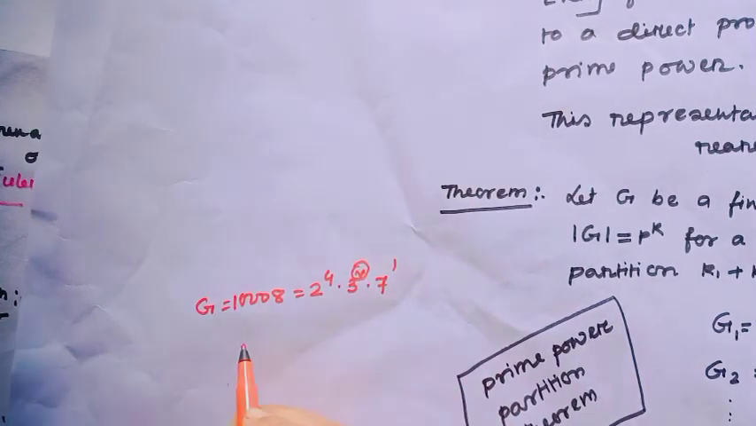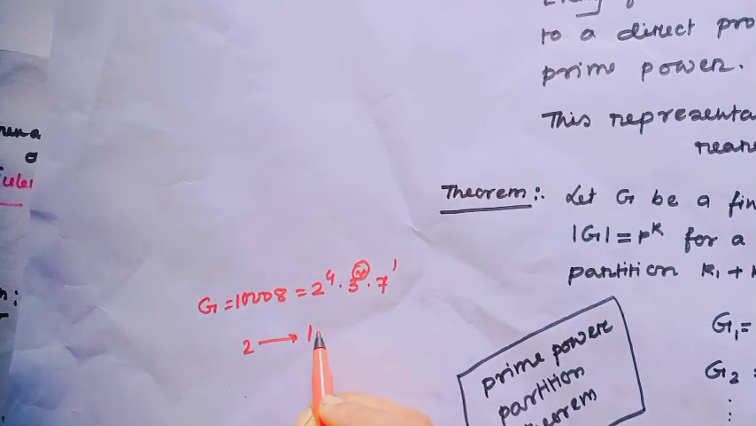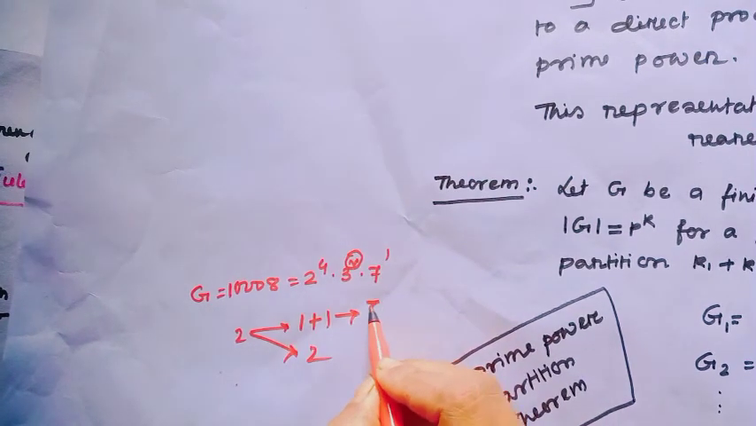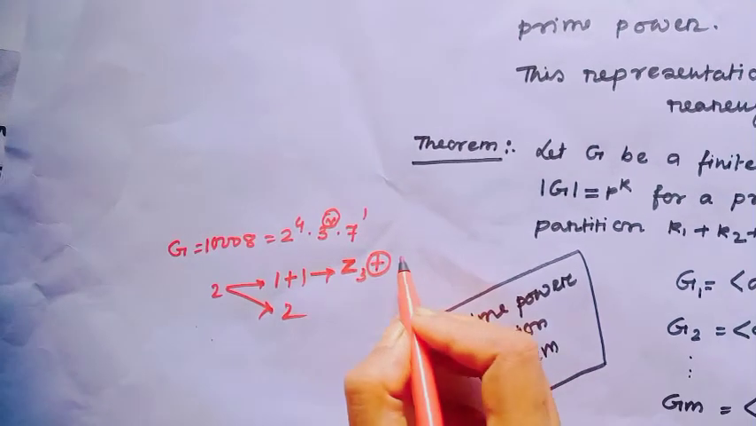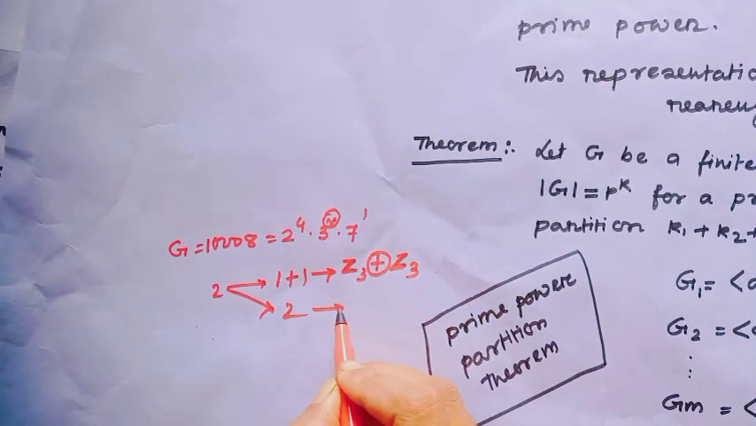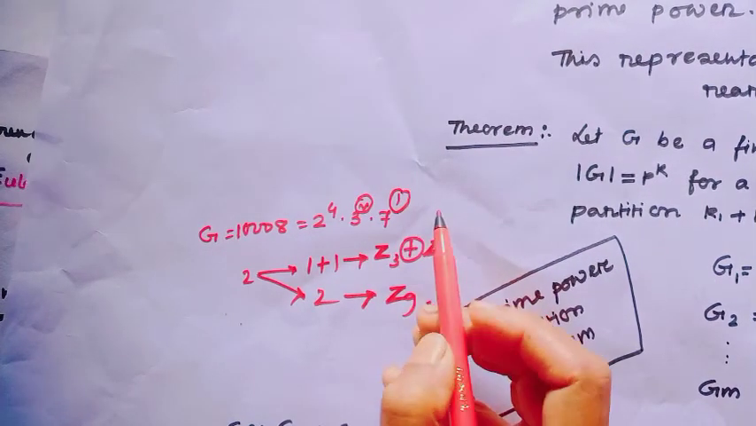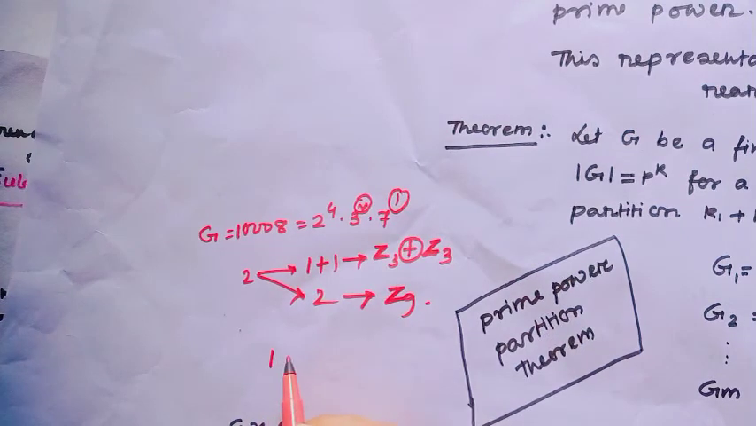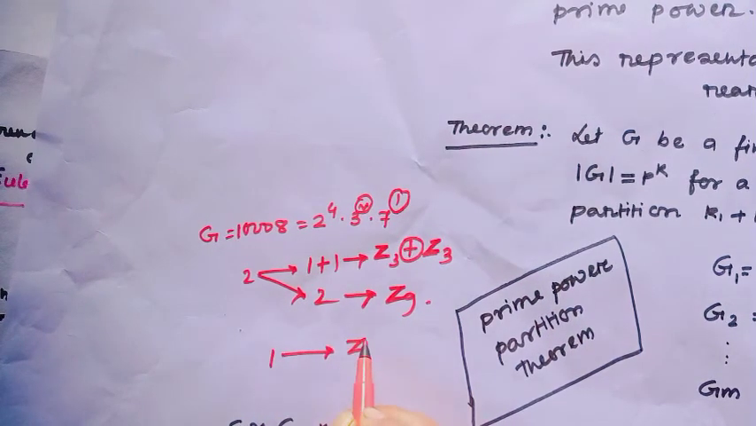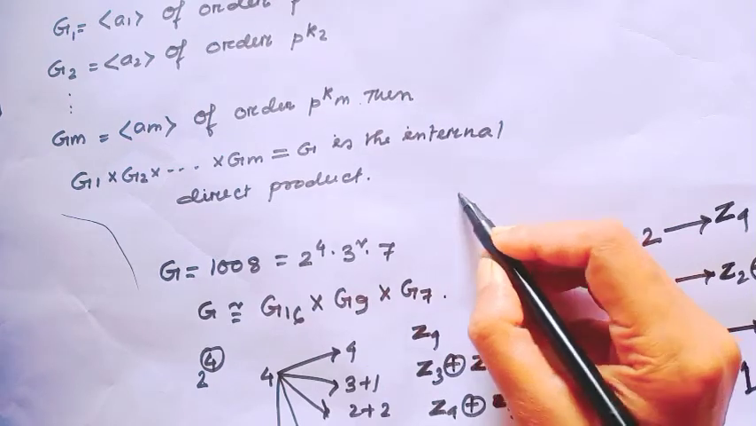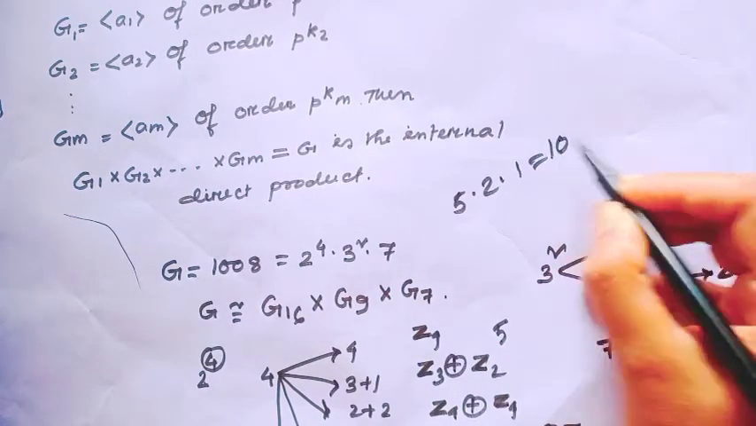Here the power is 2. 2 can be written as 1 plus 1, or only 2. That means there exist 2 different ways to partition 2, and it gives Z3 direct product Z3, and 2 gives Z9. Okay? And here 7 to the power 1, power is 1. 1 can be partitioned only one way. This only gives Z7. Therefore, we can tell there exist 5 times 2 times 1 means 10 different possibilities.